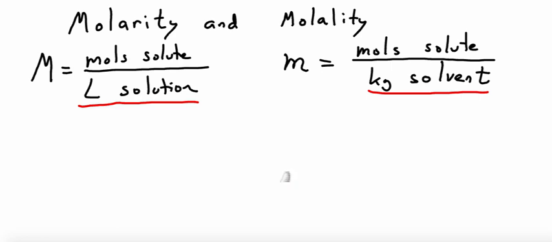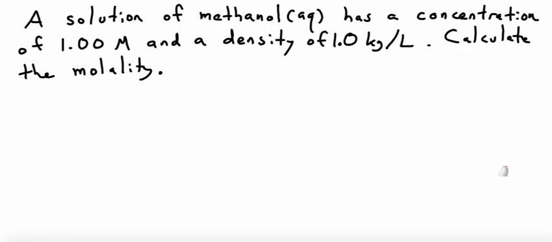Okay, let's go ahead and do an example problem. In this example problem, we have an aqueous solution of methanol, and it's 1 molar. And the density is not much different from the density of water. It's just about the same to this precision. And we want to know the molality. So let's convert from molarity to molality.